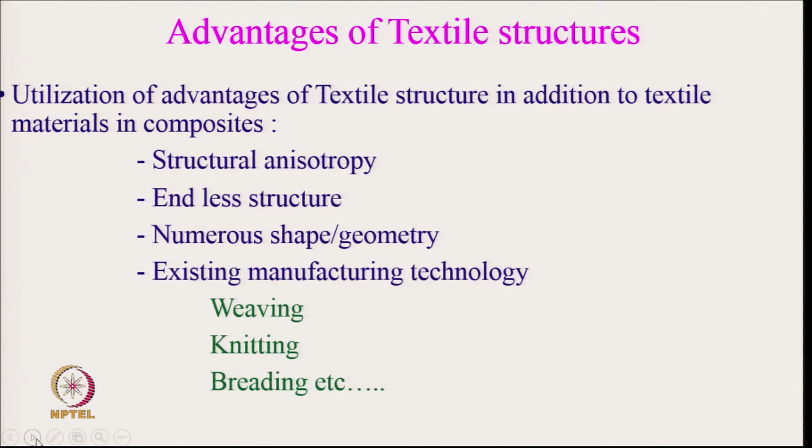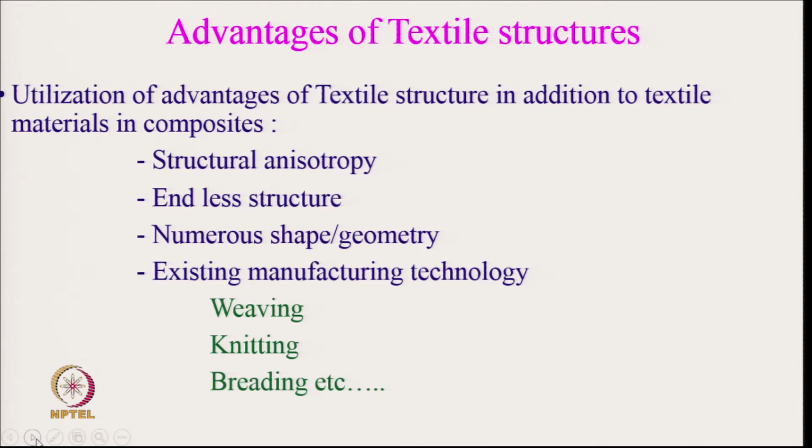Other advantages are utilization of advantage of textile structure in addition to textile material, because we use textile material for several other purposes. For example, they are not subject to corrosion, they are light in weight and many other advantages. But when we talk of using some textile structure, then the basic advantage is structural anisotropy. As you know, in many textile manufacturing, we have option to orient the yarn or predetermined amount of textile material in a preferential direction. So, we achieve textile anisotropy.